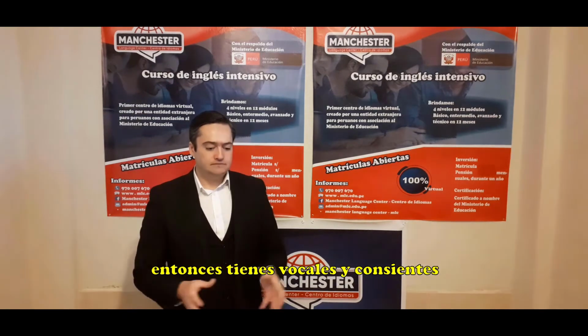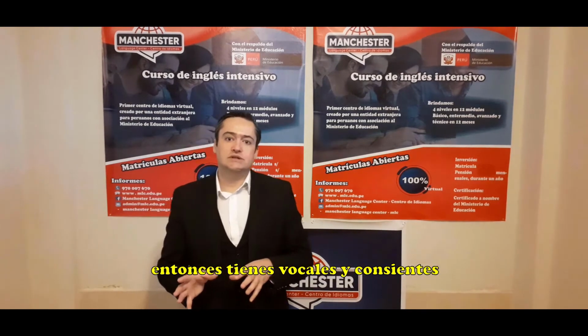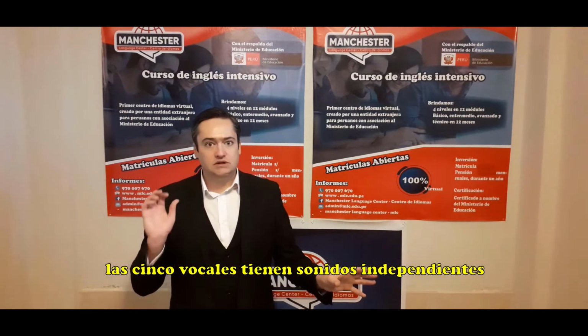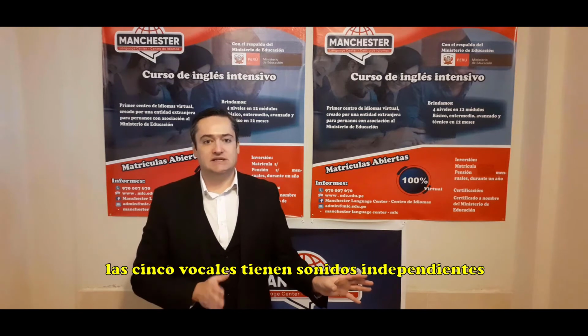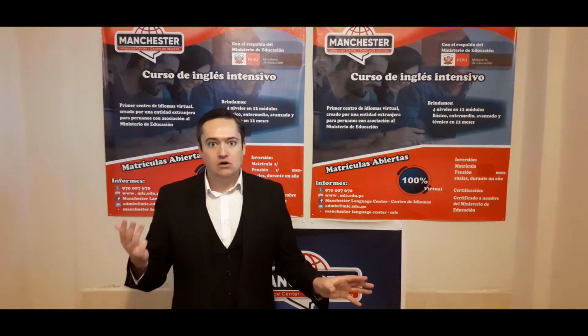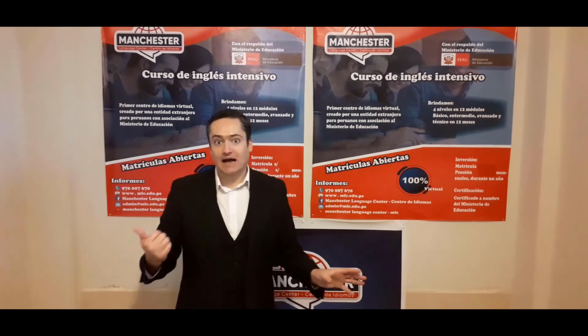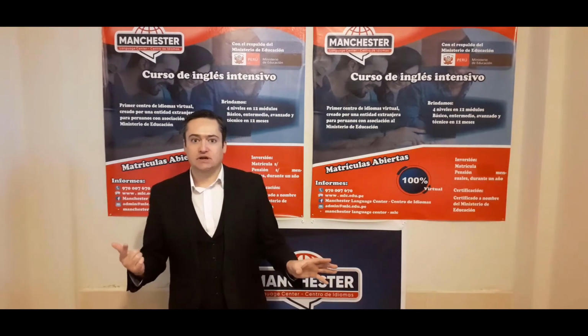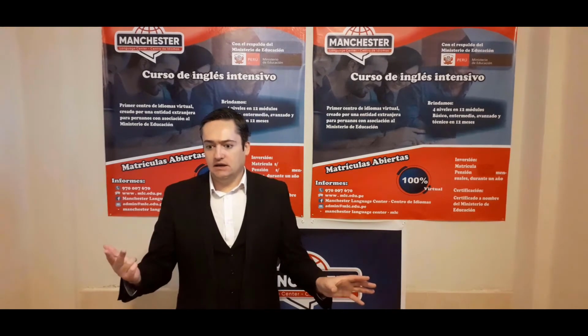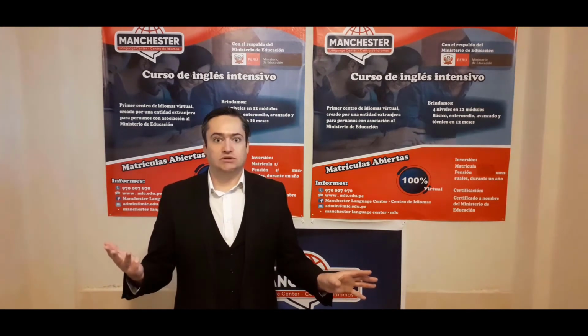Now let's quickly go through some of the other pieces of information. So you've got the vowels and you've got the consonants, okay? The 5 vowels are independent sounds. You've got A, E, I, O, U. A, apple. Elephant. Igloo. It. O, octopus.